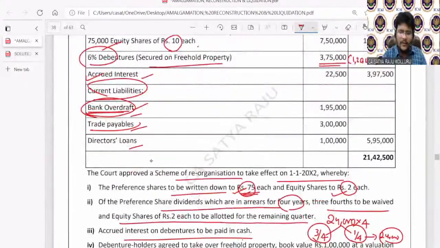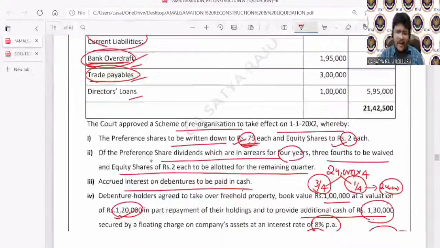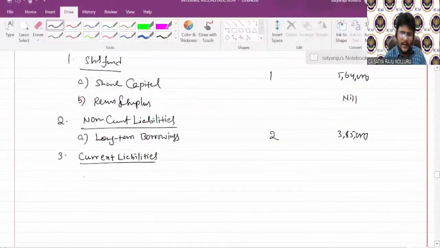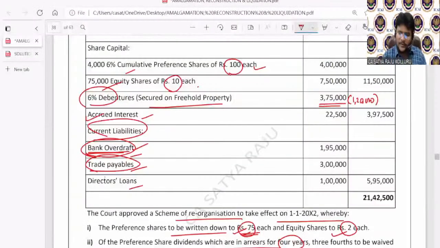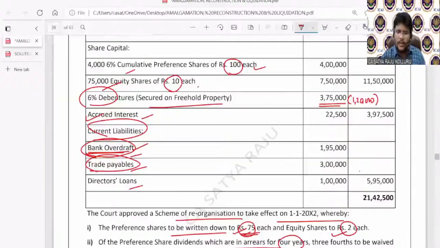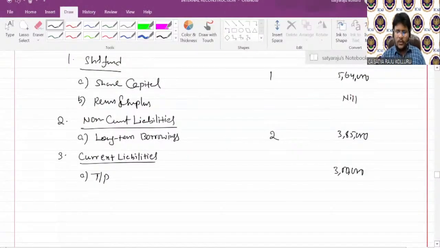Next, coming here, which is trade payables. Sir, is anything there related to trade payables? Nothing is there. You can directly enter trade payables. How much? 3 lakhs. No need to think about the director's loan. We already repaid that. 5,000 is foregone, 5% is through cash, 90% is through issue of equity shares. Okay. Next. This is the total of liabilities.